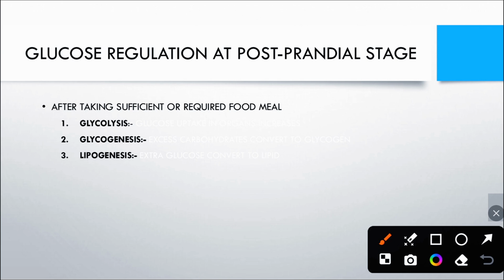Then glucose regulation at the postprandial stage. Here, after taking sufficient or required food meal, there are three types of glucose regulation. First is glycolysis, meaning breakdown of glucose. Then glycogenesis, meaning excess carbohydrate is converted to glycogen. Then third is lipogenesis, meaning extra glucose is converted to lipid and stored in our body.